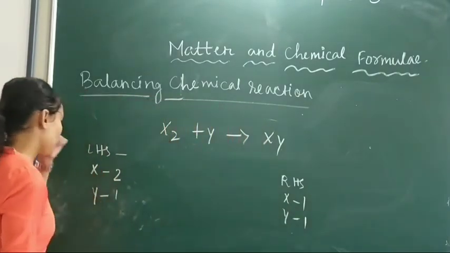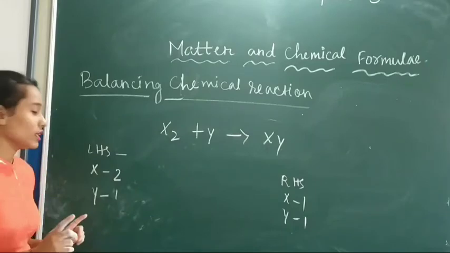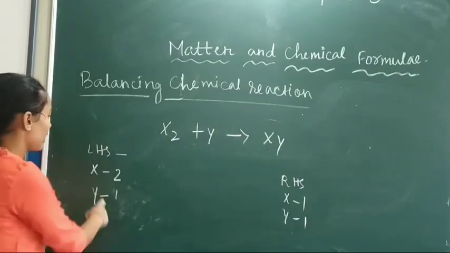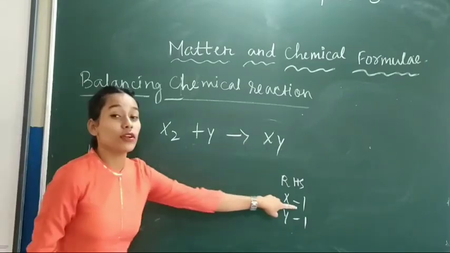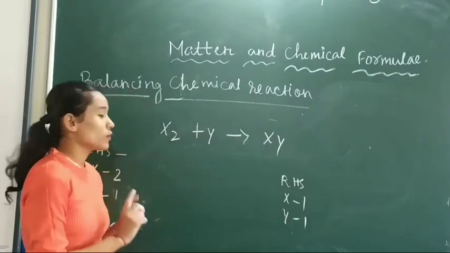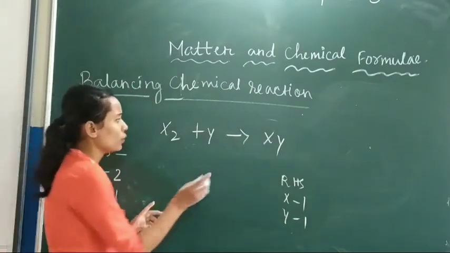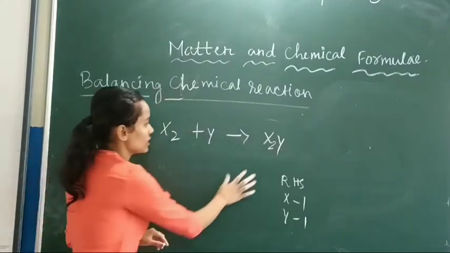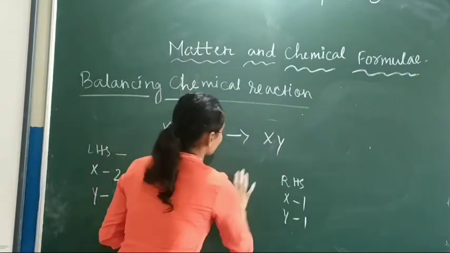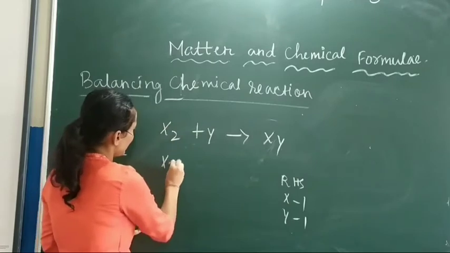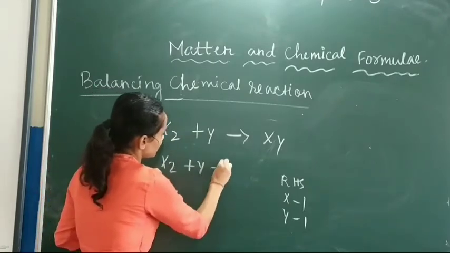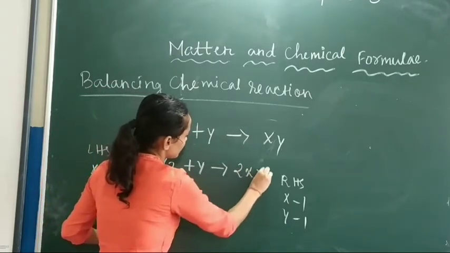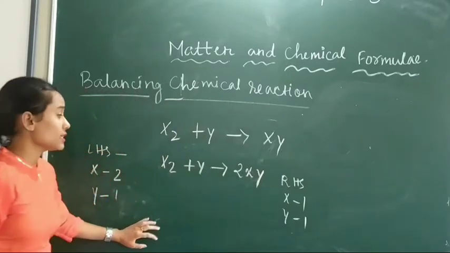Now you see what happened. Is the equation balanced? No, the equation is not balanced because the number of X is 2 here and the number of X is 1 here. Is it not? So we need to balance the equation. Now we cannot put this 2 here alone. Okay. So it is given in your book. You see what happened? X2 plus Y is equal to 2XY. It is given like this in your book.